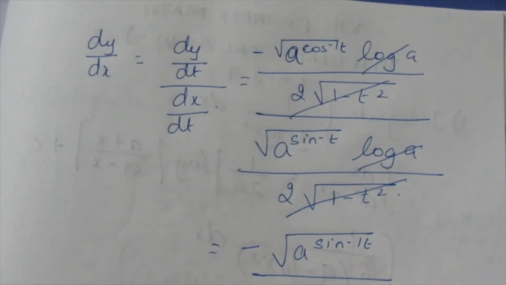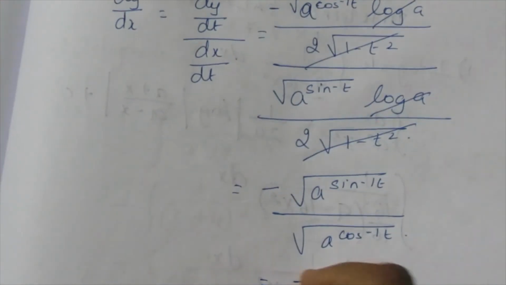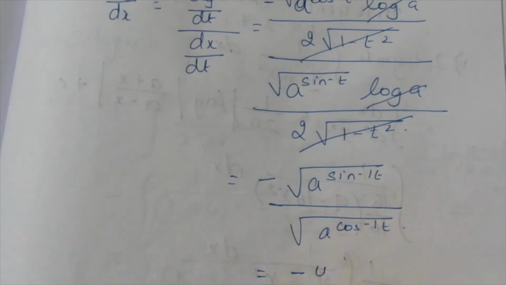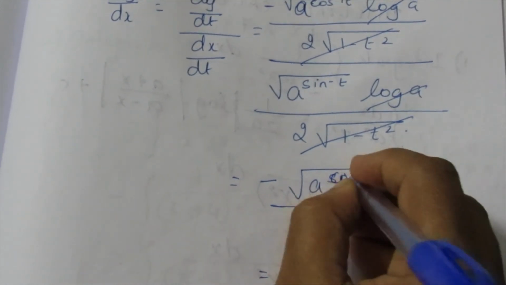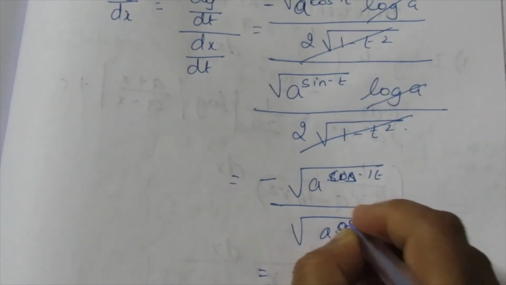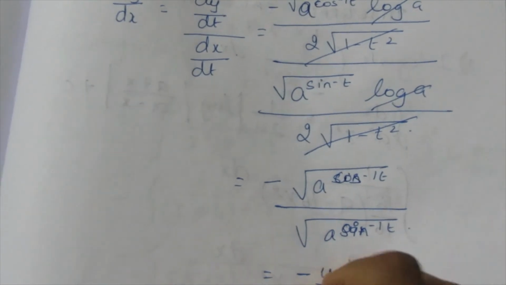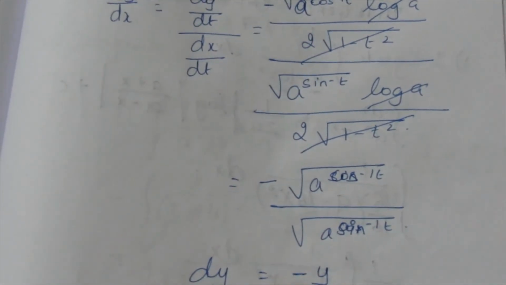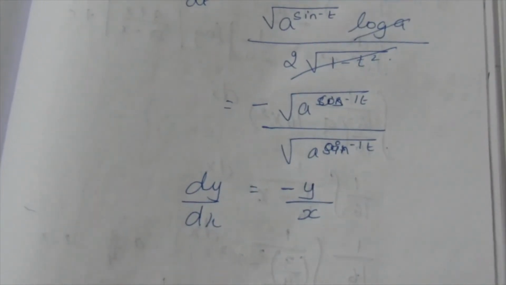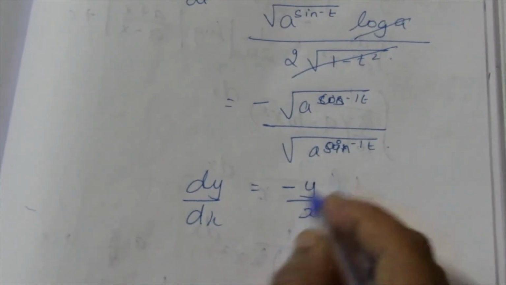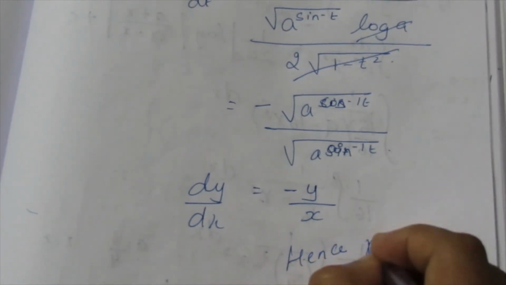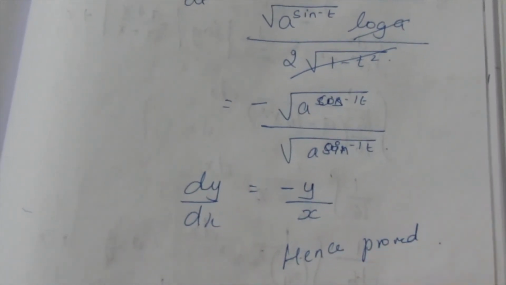This is nothing but, sorry, cos on the numerator and sin on the denominator, y by x. So dy by dx is nothing but minus y by x. So minus y by x means we need to prove this, hence we have proved it. That's all with the sum.